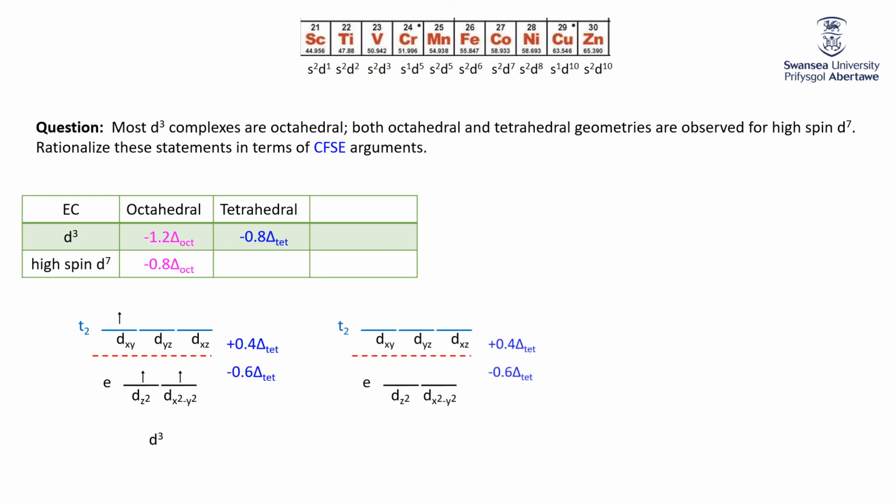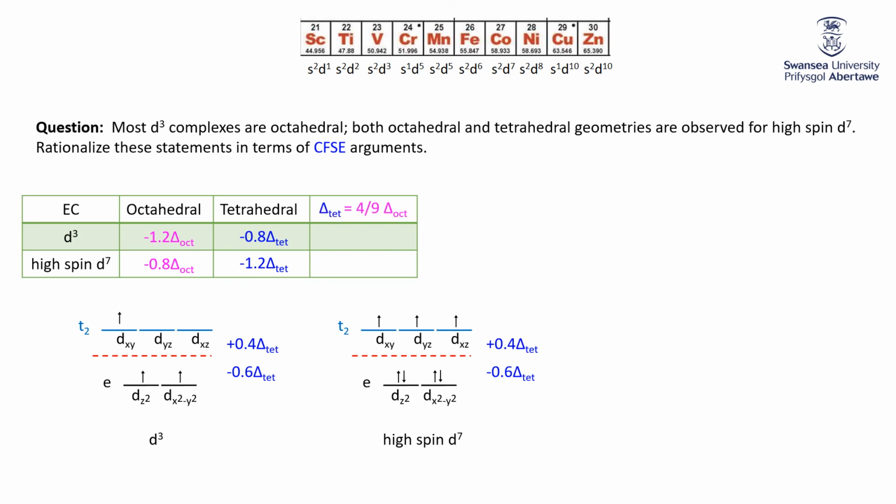If we think about high spin D7, 1, 2, 3, 4, 5, 6, 7, we have 4 times negative 0.6, that's negative 2.4. We have 3 at plus 0.4, so that's plus 1.2. Minus 2.4 plus 1.2 is overall negative 1.2 delta tet. So that's the octahedral and the tetrahedral, remembering that tetrahedral complexes are pretty much always going to be high spin.